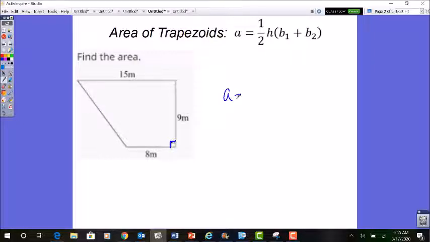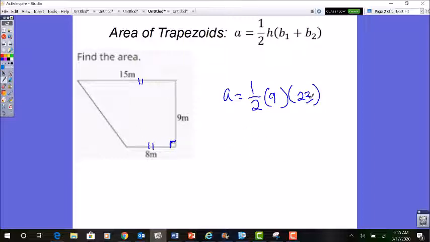So area is 1/2 times the height, and I'm going to put that in parentheses. The height is the distance between the two bases. And again, this 15-meter side and 8-meter side are parallel to each other. Since they are the sides that are parallel to each other, those are going to be the two bases. So the height is 9. So 1/2 times 9 times base 1 plus base 2. Base 1 plus base 2 here would be 23, because 8 plus 15 is 23.